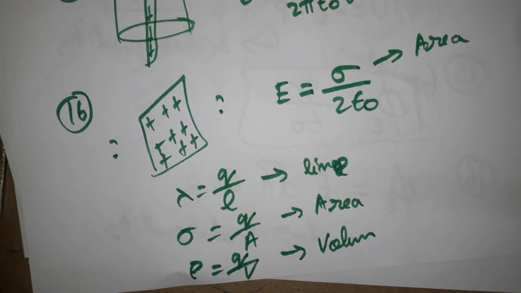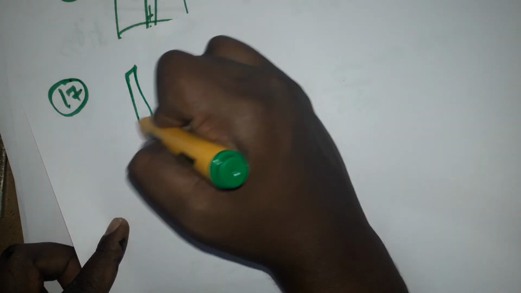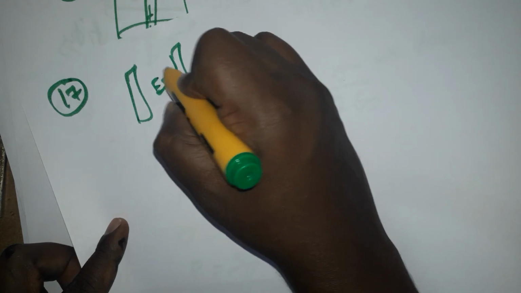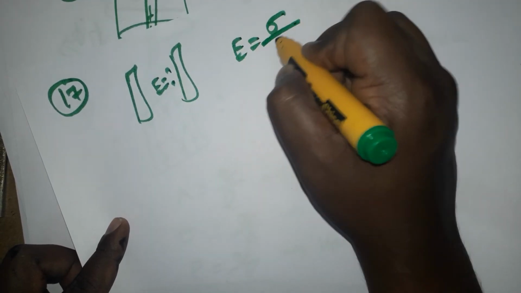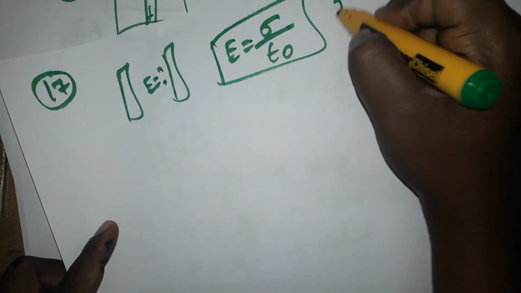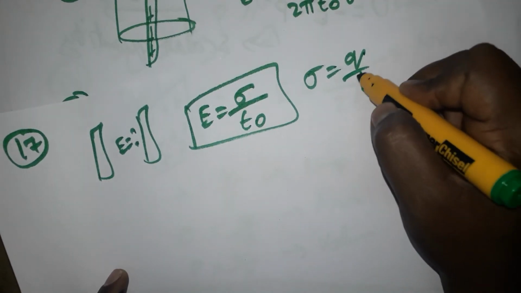Okay, next, electric field produced due to two parallel plates. I have two parallel plates. What is the electric field at the center? Electric field is equal to sigma divided by epsilon naught. Sigma is equal to charge density, charge per unit area.